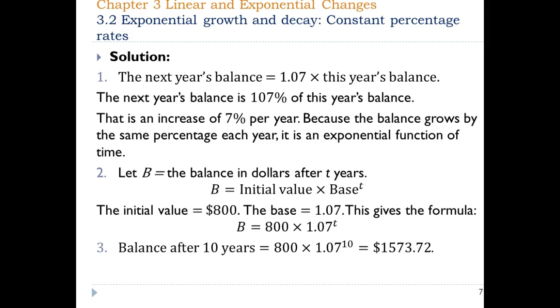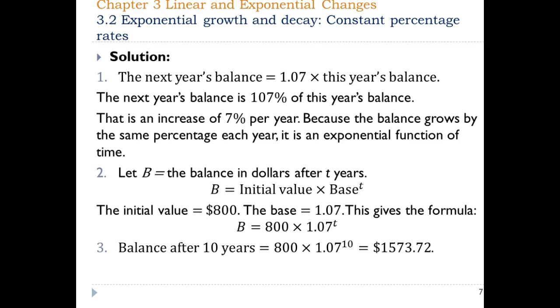Next year's balance is 1.07 times this year's balance. Next year's balance is 107% of this year's balance. That's a 7% increase per year. Because the balance grows by the same percentage each year, it is an exponential function of time.